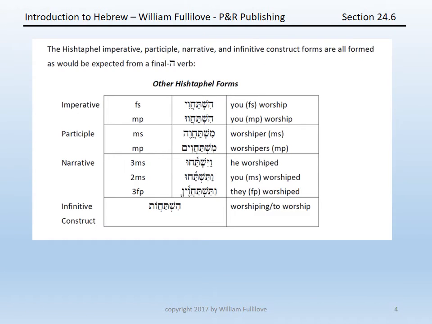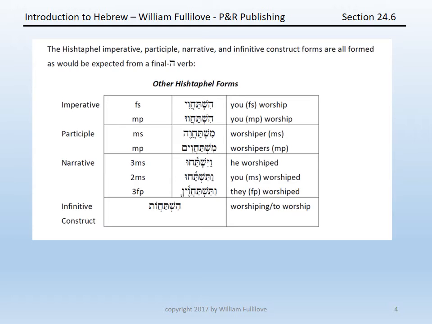When forming a hishtafel imperative, participle, narrative, or infinitive construct, all of which are attested in at least some form, you simply follow the pattern you would expect with a third he verb. Attested forms include the imperative in the feminine singular, hishtahavi, you worship, feminine singular, or masculine plural, hishtahavu, you masculine plural worship, as imperatives.